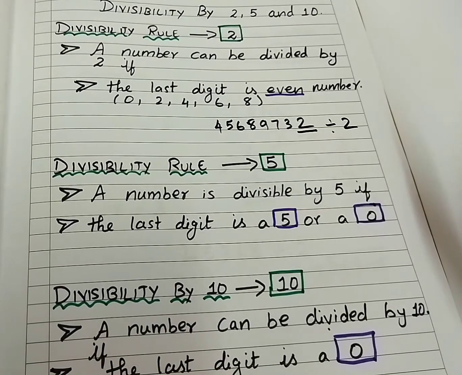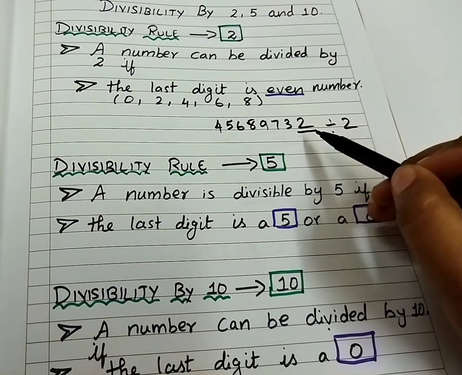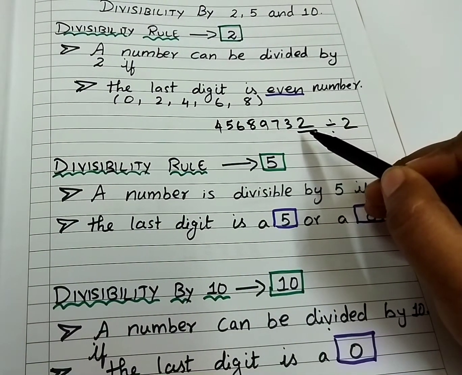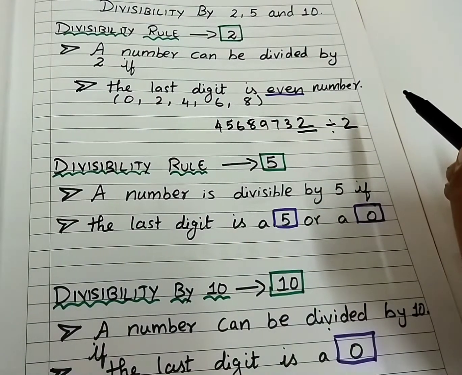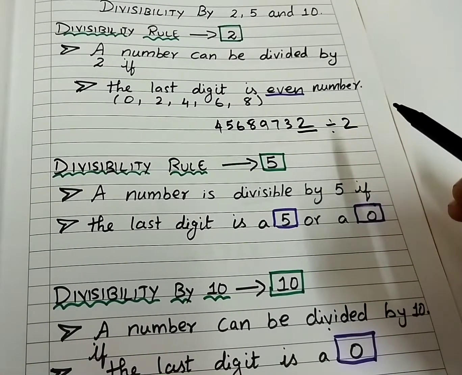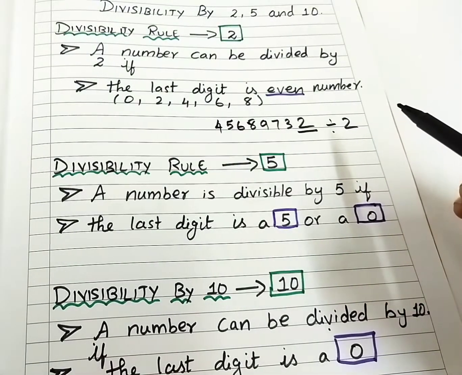So for the divisibility rule of 2, what is the rule? You should check the units place. If it is an even number, definitely it will be divisible by 2. You can conclude without performing the long division.